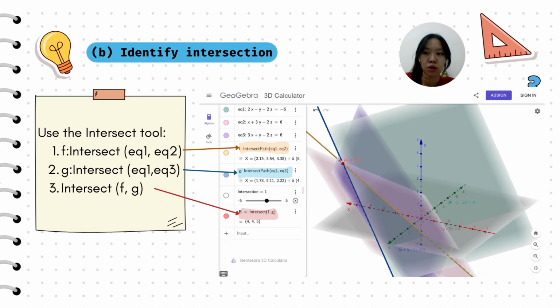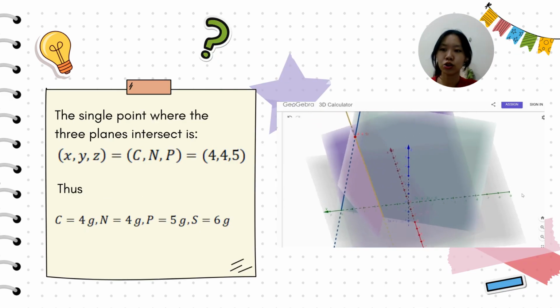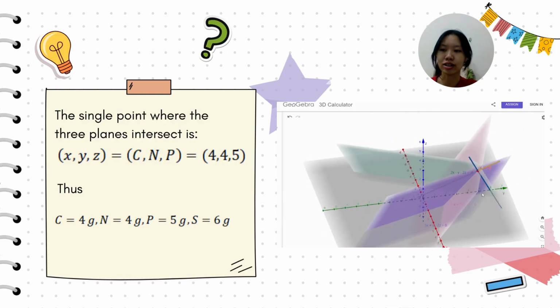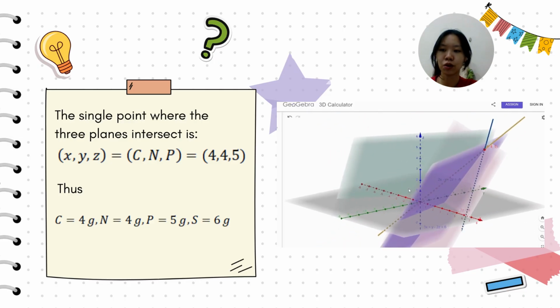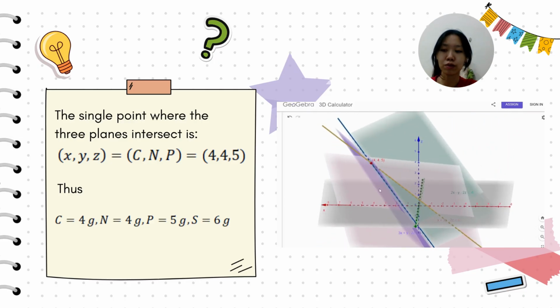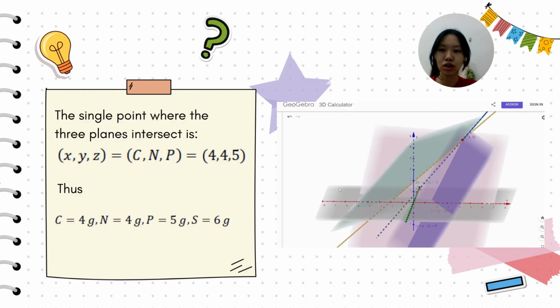Identify the intersection. Where the three planes intersect, that single point represents the solution to our problem. Therefore, we can use the intersect tool. First, let F be the intersection of equation 1 and equation 2, G the intersection of equation 1 and equation 3, and then intersect line F and line G. GeoGebra calculated the intersection point as (4, 4, 5). This means the cube and cone weigh 4 grams, the pyramid weighs 5 grams, and the sphere is given as 6 grams.